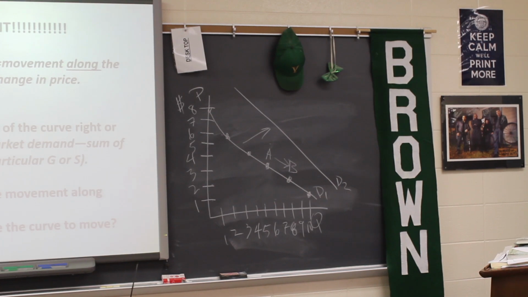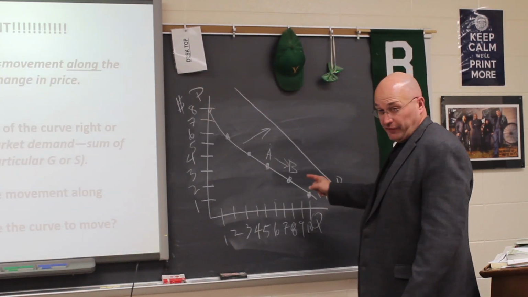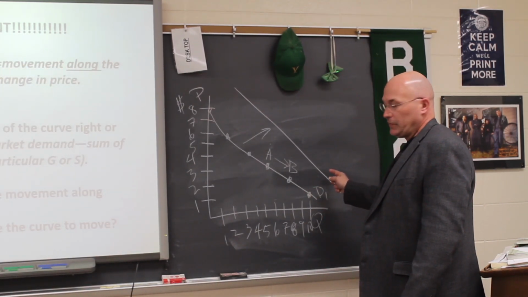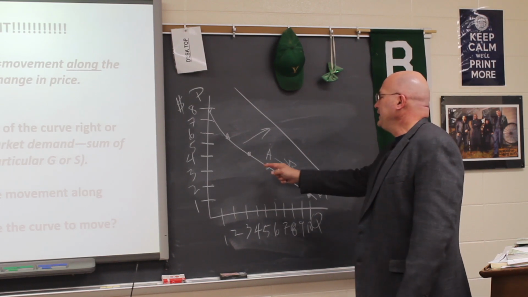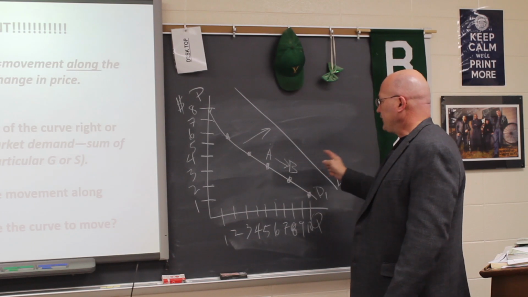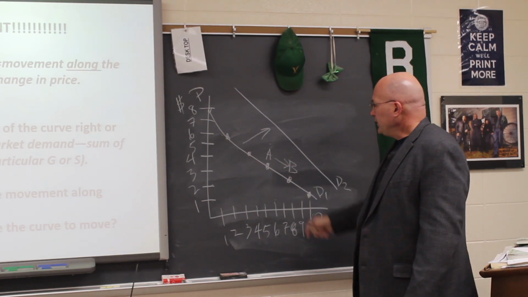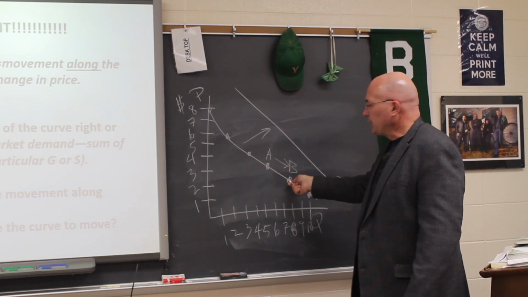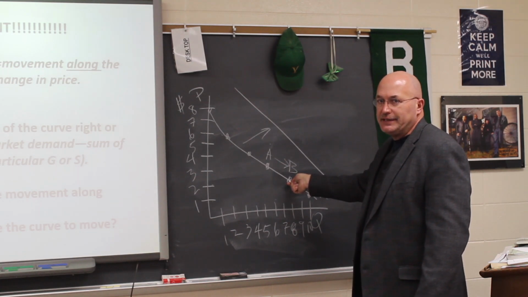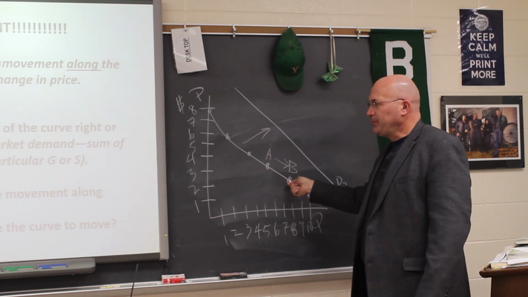quantity demanded versus demand. And when we talk about this, you got to talk right. You got to say the curve has moved right or left or in or out. You don't say demand is up or demand is down. It's in, it's out, it's right, it's left. If I'm moving along the curve, I talk about change in quantity demanded. Okay? Moving from A to B.